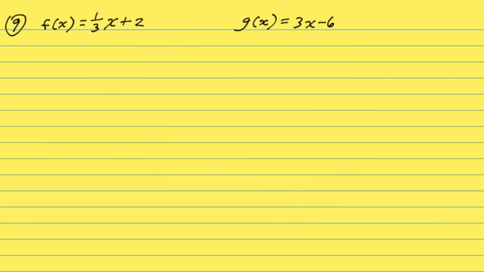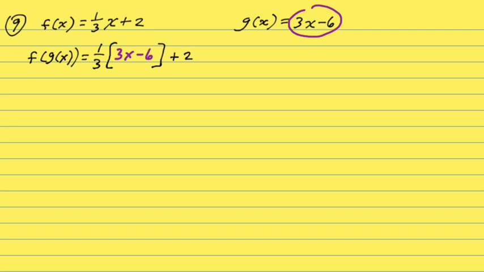Number 9 I'm doing the same way, but it's just a line. So if I was to take my function, let's do f of g of x, replace the variable or the letter with the other expression. So I want to replace this with 3x minus 6. When I clean this up, I get x, 6 over 3 is 2, those eliminate. I get simply x. If it's simply x, the answer is they are inverses.